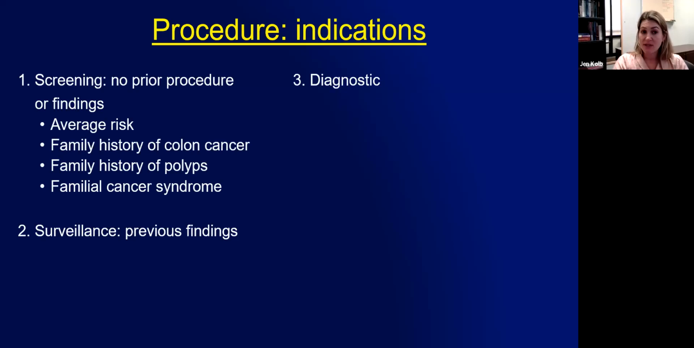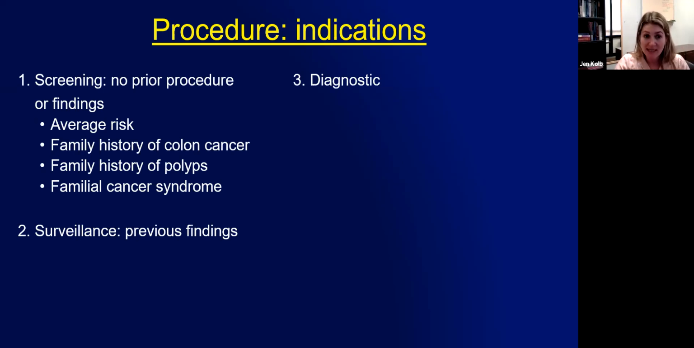When you think about screening, there are a few important questions that you have to ask so that you know their risk. So are they average risk? Are they getting their first procedure, their screening, but they have a family history of colon cancer, they have a family history of polyps, or they have a familial cancer syndrome like Lynch syndrome? So anyone who comes in for screening, you'd still want to know the answer to all those questions.